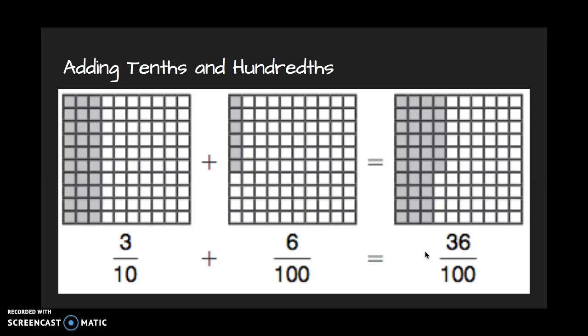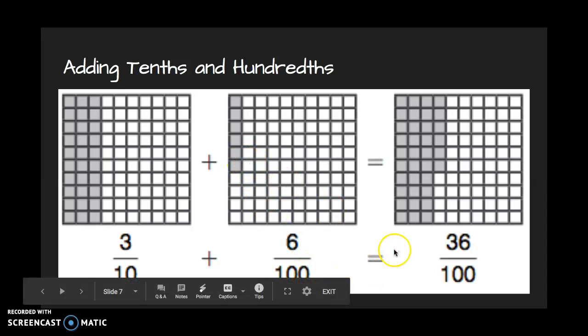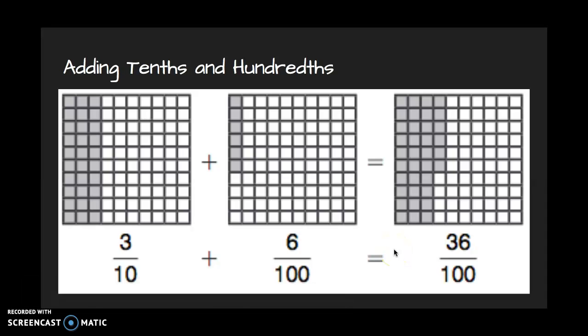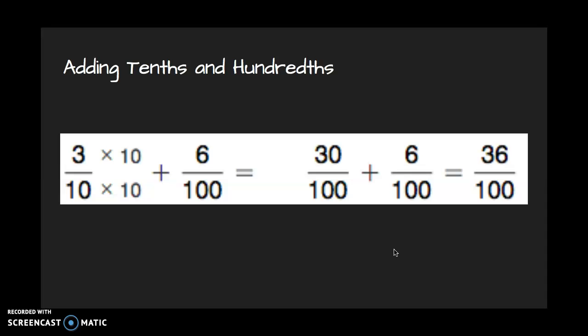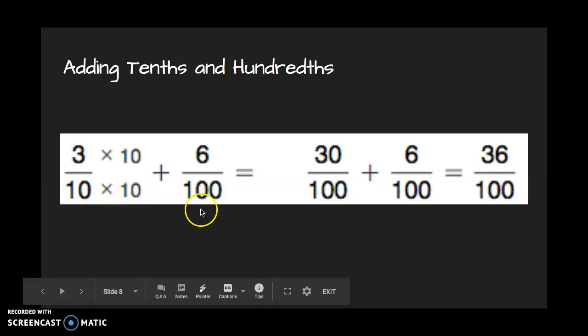We talked about that in our fraction stuff before, but you want to change 3 over 10 to 30 over 100, because then if you're going to add 6 over 100, you need to be able to add fractions with like denominators. So you need to get 30 over 100 plus 6 over 100, which is going to give us 36 over 100. This is just showing it to you without the diagram, but again we have 3 over 10 times 10 gives us 30 over 100, plus 6 over 100, which is 36 over 100.